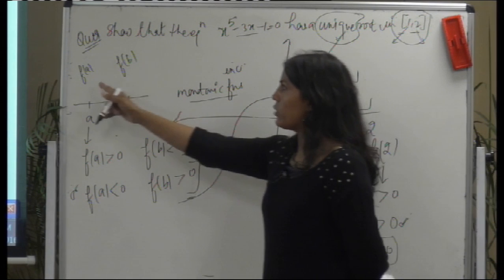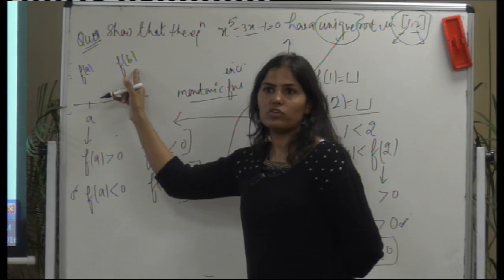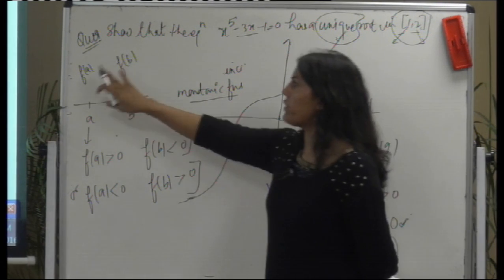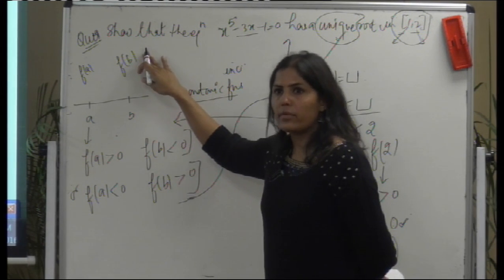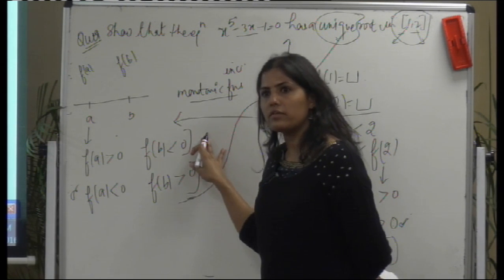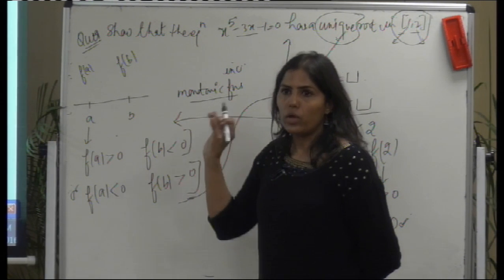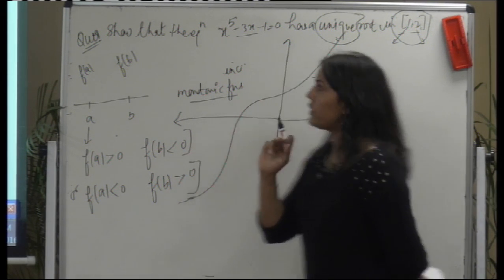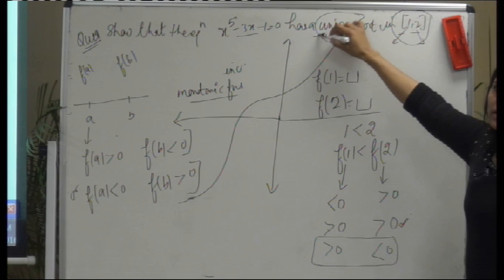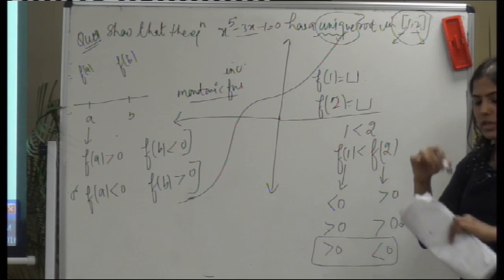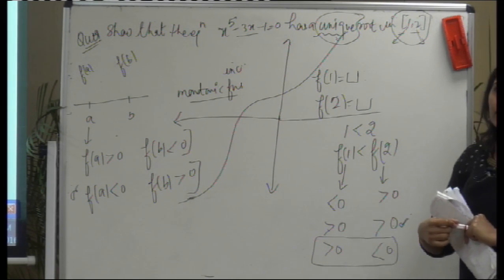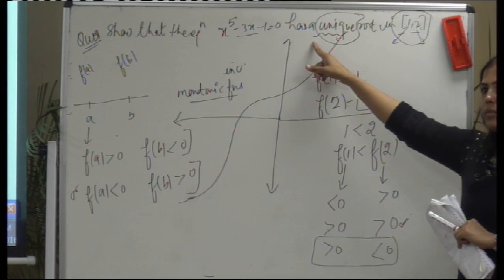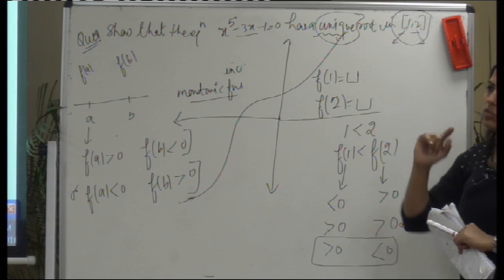I didn't say anything about the function. I didn't say the function is increasing, decreasing, or what type of function it is. But if any function in any interval changes sign, then there is a surety that the function will vanish at least at one point. But for uniqueness, which we have to discuss now, if your function is strictly increasing, then it can vanish only once.